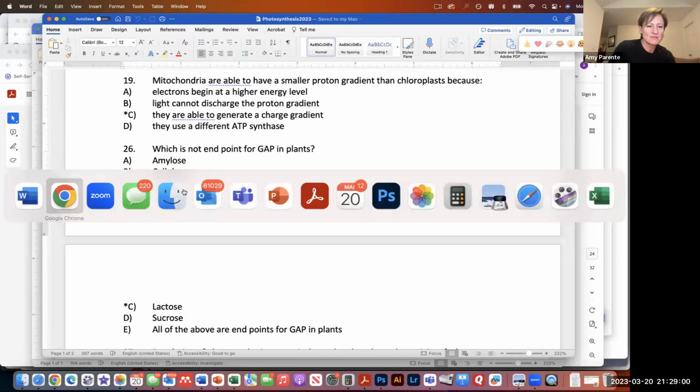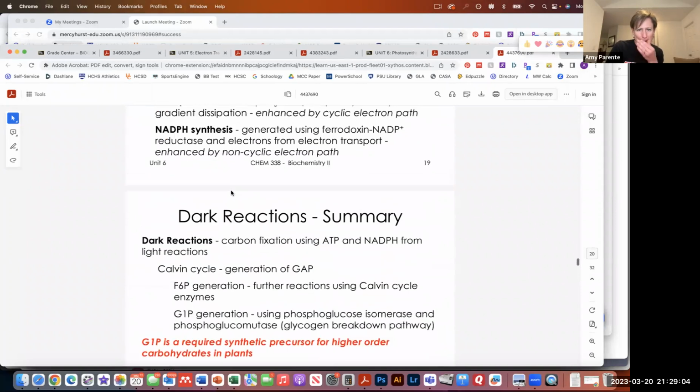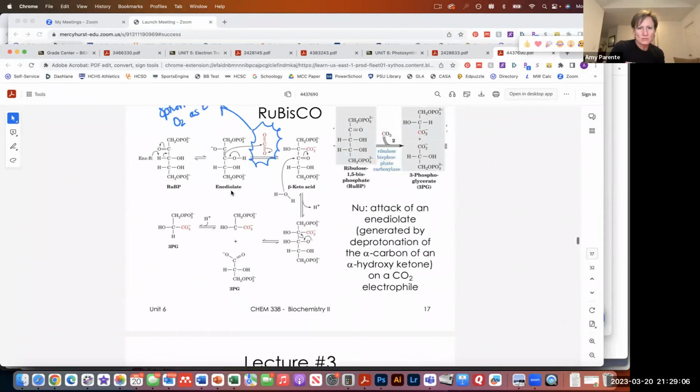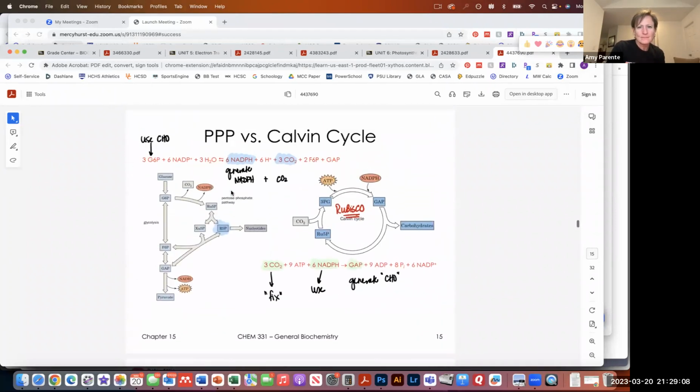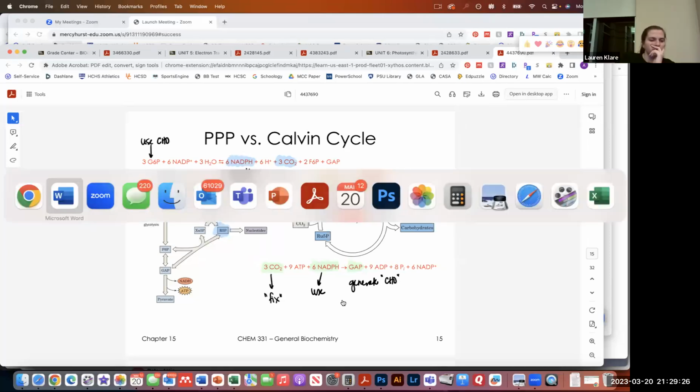So just to flip and highlight where that is, here's the overview of the Calvin cycle. We take carbon dioxide in, we need some energy, we need some electrons, and we're going to generate GAP. And the net is that's going to allow us to generate carbohydrates. Got it. Thank you.